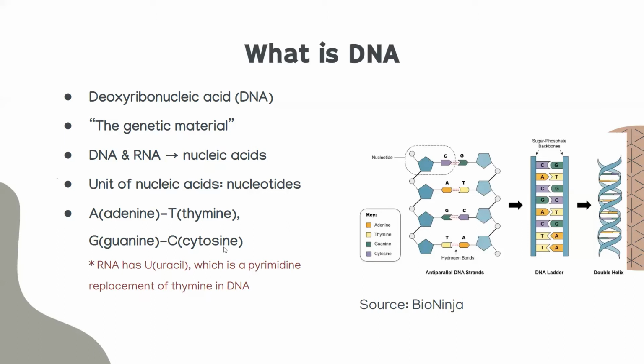And as I mentioned before, there is something called RNA too. DNA is double-stranded, and RNA is a single-stranded genetic material. Another difference is that RNA has a U instead of a T. It's called uracil, which is a pyrimidine. Pyrimidine, we will explain in the next slide. It's a pyrimidine replacement of thymine in DNA. So instead of T, they have U, uracil.